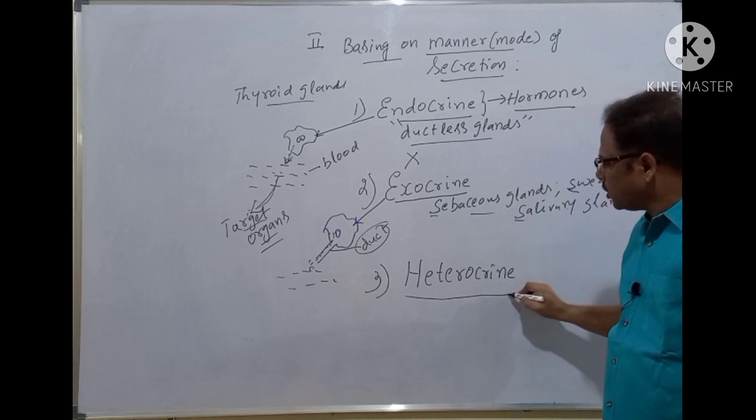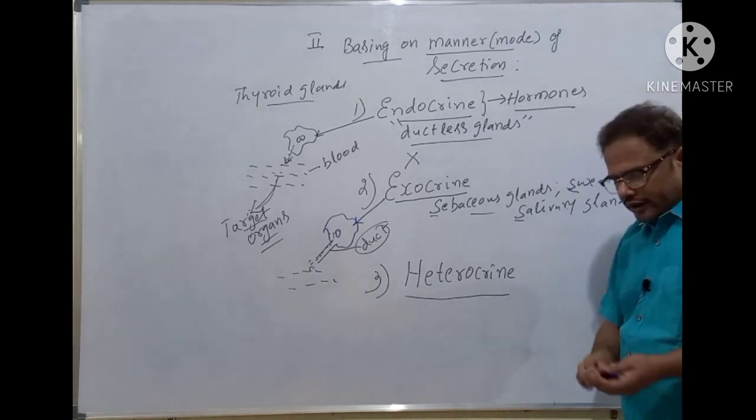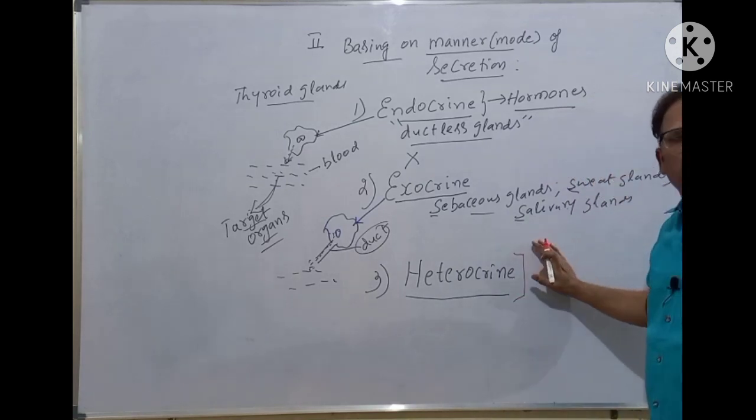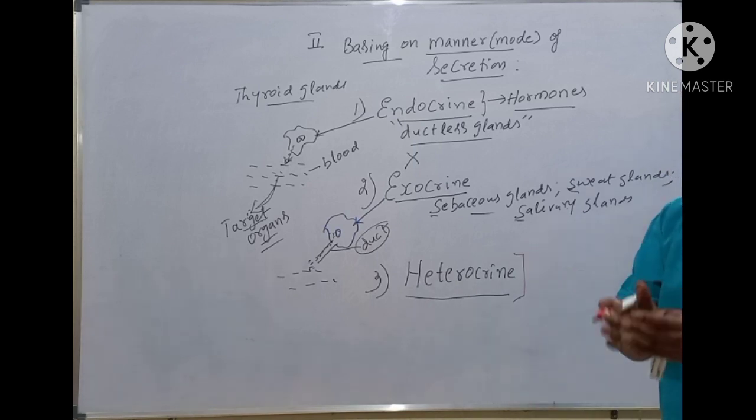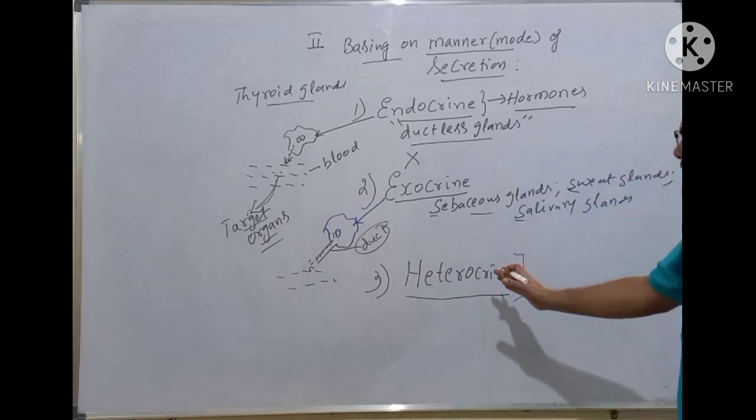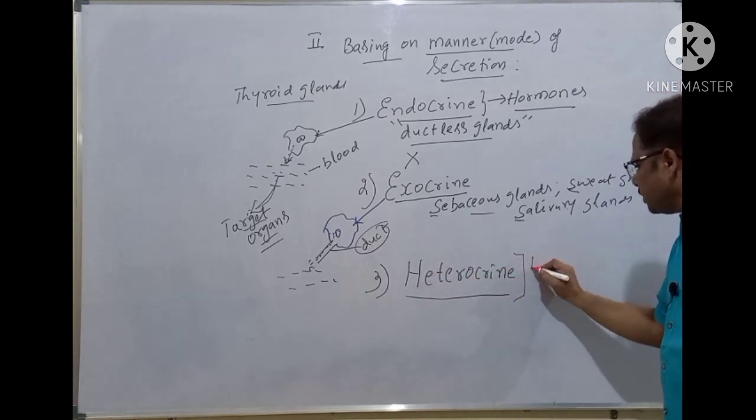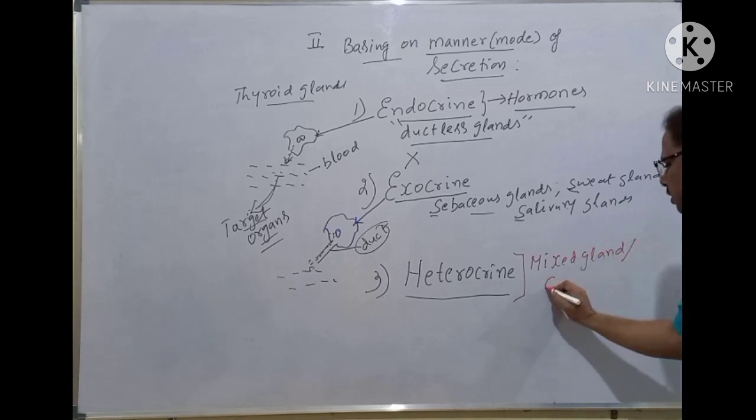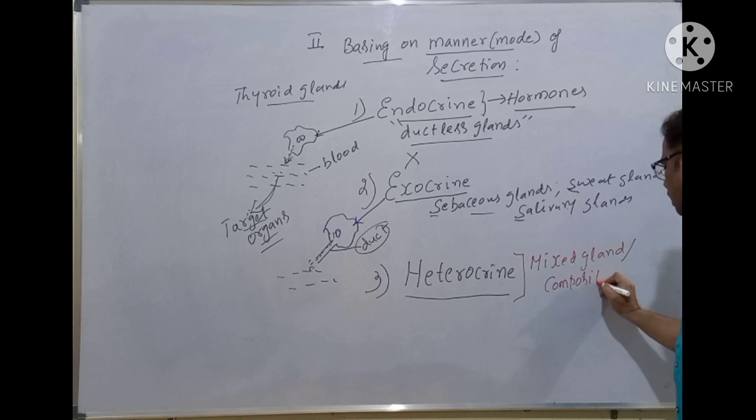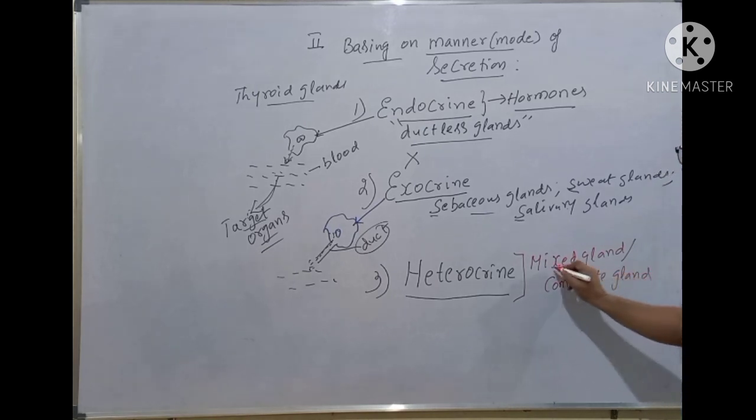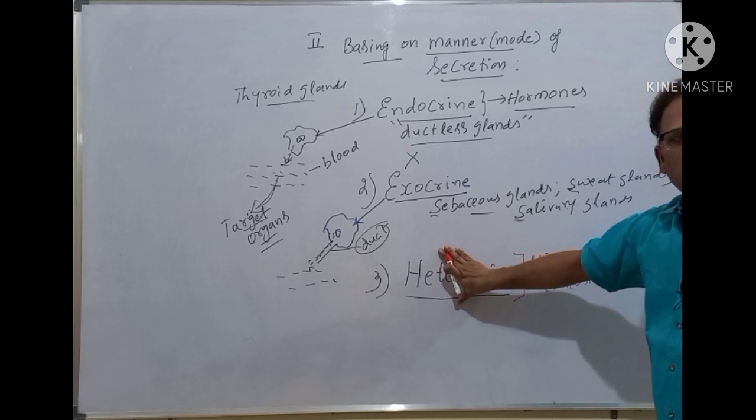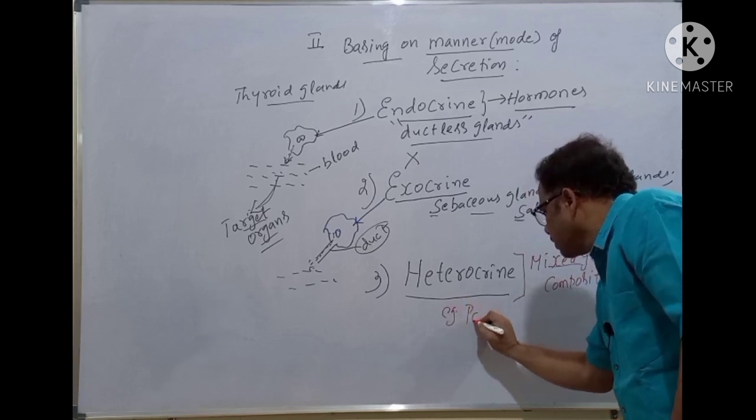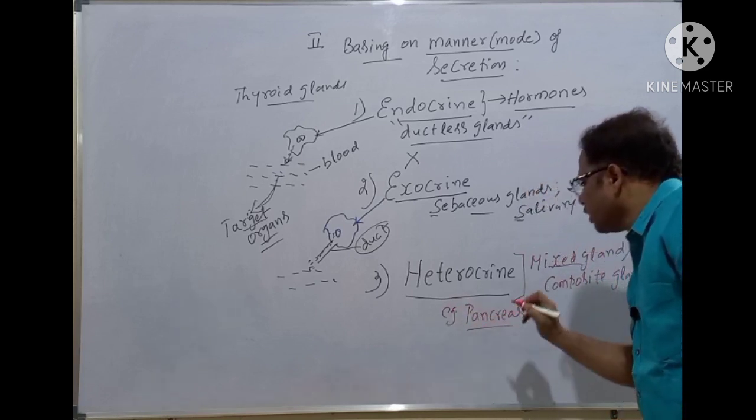Next example is a heterocrine gland. This is a mixed gland. This is neither purely endocrine nor purely exocrine. It is a combination of exocrine and endocrine parts. That's why it's called heterocrine. Hetero means different. So this one is called a mixed gland, also called a composite gland. Why mixed gland? Because it is both exocrine and also endocrine. A very good example is the pancreas. Pancreas is an example of a heterocrine gland.